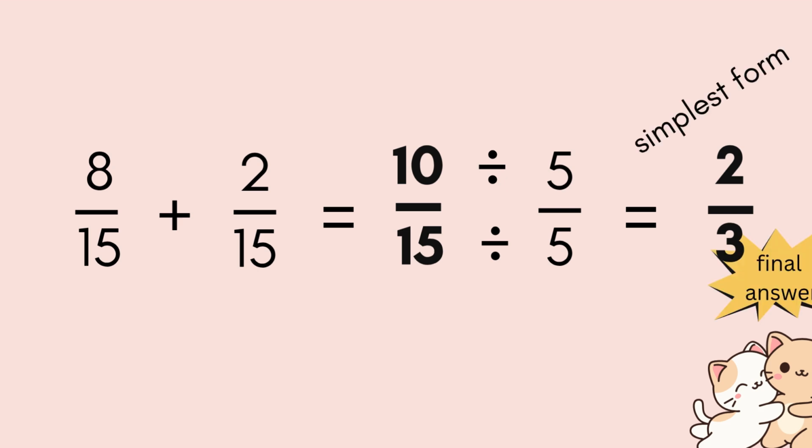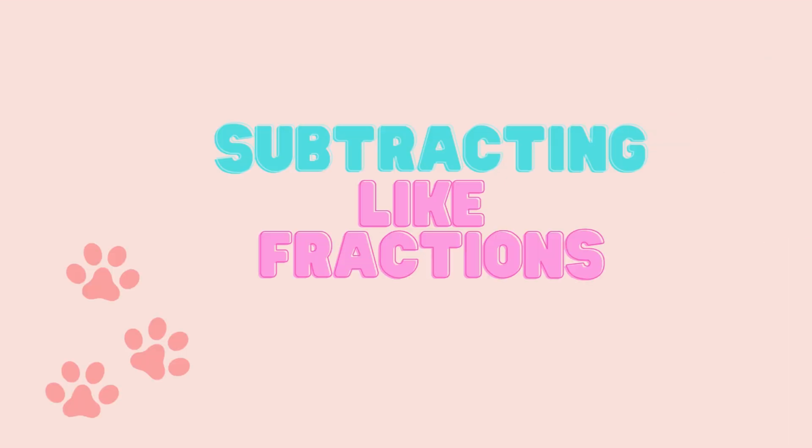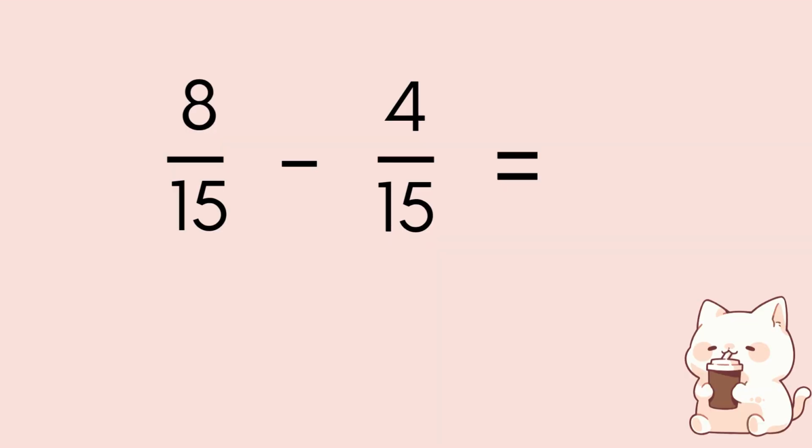Excellent! Now let's talk about subtracting like fractions. It's just like adding, but instead of adding the numerators, we subtract them. Let's try 8 over 15 minus 4 over 15. Just subtract the numerators. 8 minus 4 equals 4, and keep the denominator, 15. The answer is 4 over 15.